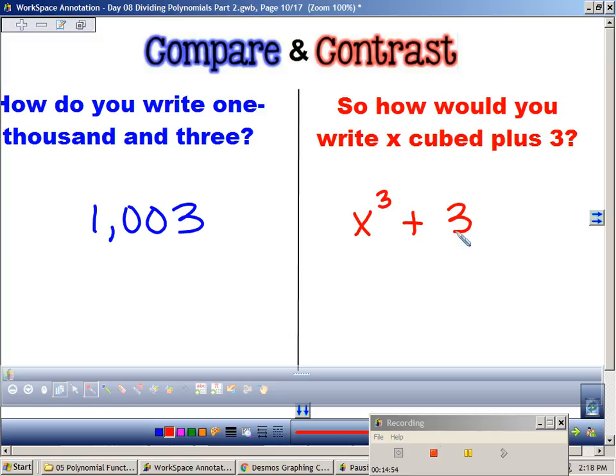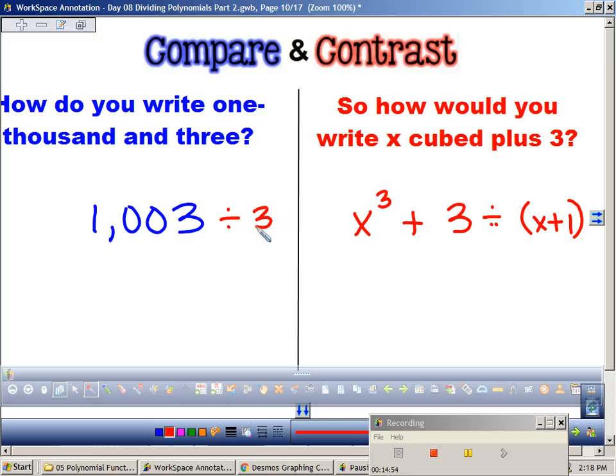It's right until I do this. Until I want to divide. Okay? And this is why.